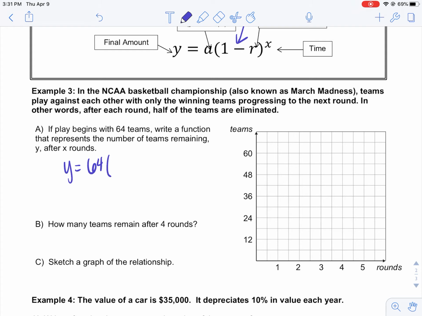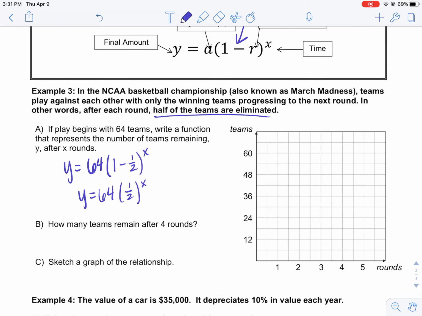So we start with 64. And then we have 1 minus 1/2. That's what it said. Half of the teams are eliminated. So you lose half each time. And that is raised to the x. Okay? Now again, we can simplify this. 1 minus 1/2 is 1/2. Or you can put 0.5 if you want as well.